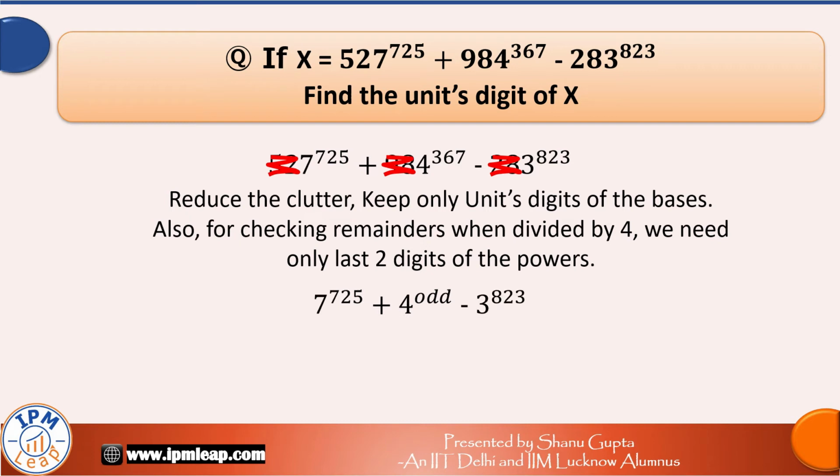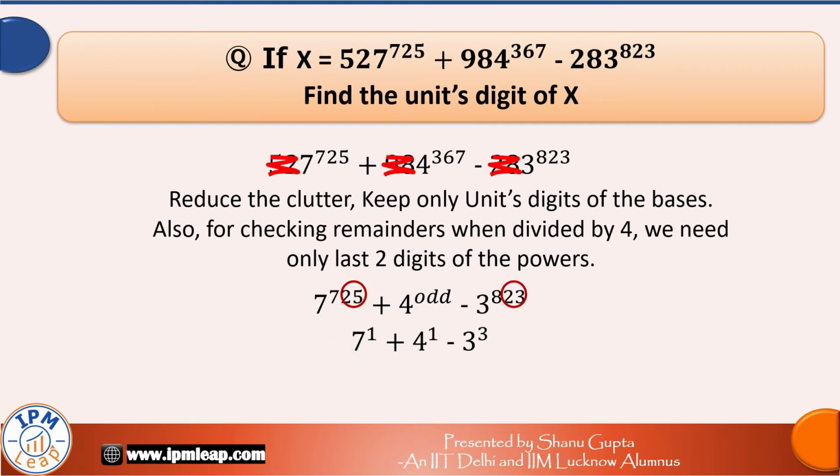4 raised to the power of an odd number gives us 4 as the unit digit of the middle term. For the terms containing 7 and 3, we will need to know which step of the cycle we are at. So we divide the powers by 4. 725 divided by 4 gives us 1 as remainder. So the unit digit of 7 raised to 725 is the same as that of 7 raised to 1.